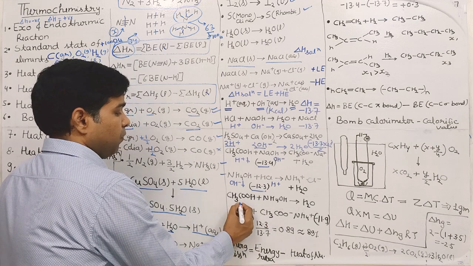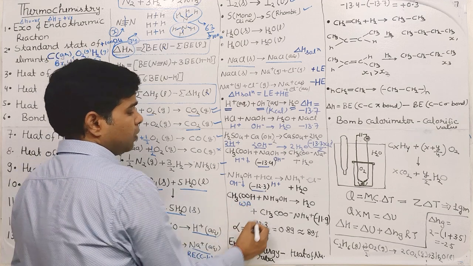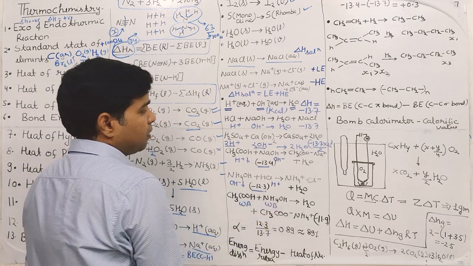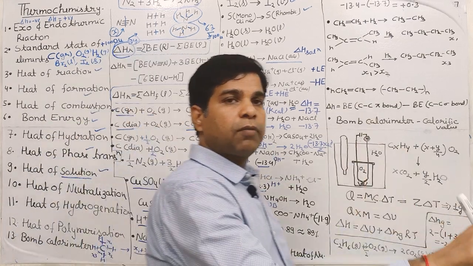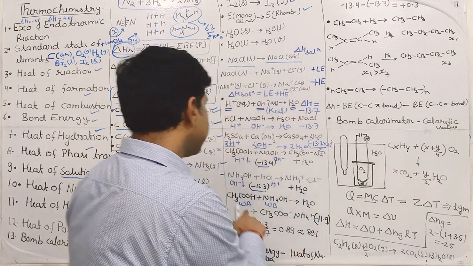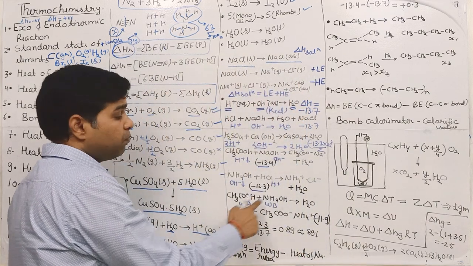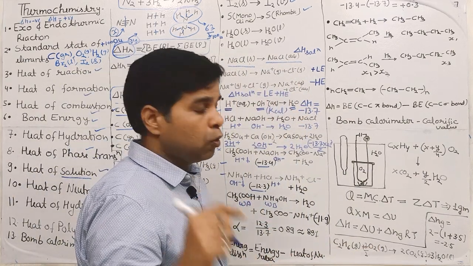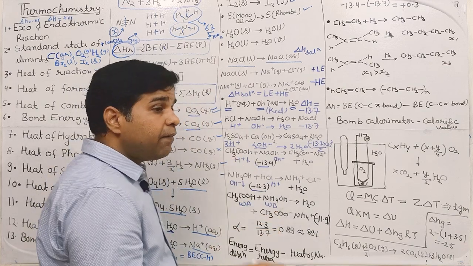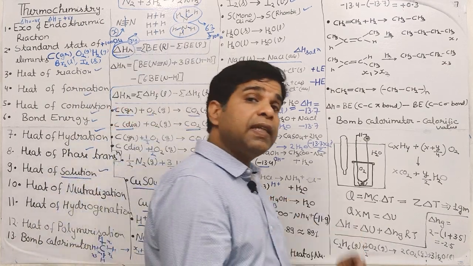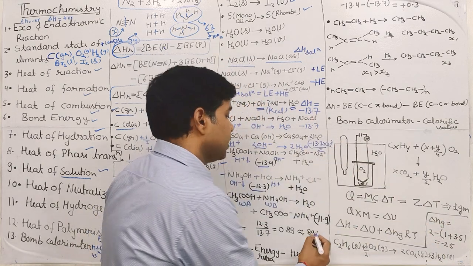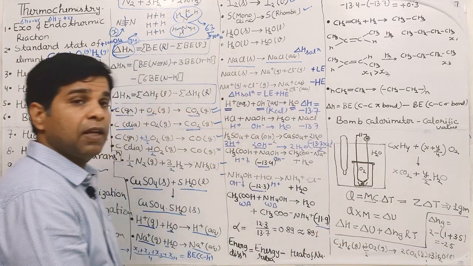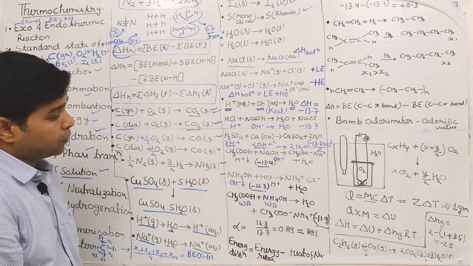Suppose the acid is also weak and the base is also weak. One is a weak acid, which cannot provide 1 mole of H positive, and the other is a weak base, which cannot provide 1 mole of OH minus. So they always react together, and they release less than the energy 13.7. This time they release the energy minus 11.9 only.